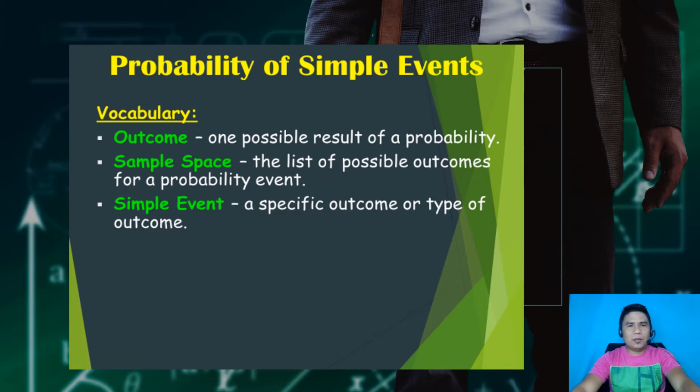Let us take also some of the vocabulary that we will be encountering here. First is outcome, one possible result of a probability. We also have sample space, the list of possible outcomes for a probability event, and the simple event, a specific outcome or type of outcome.